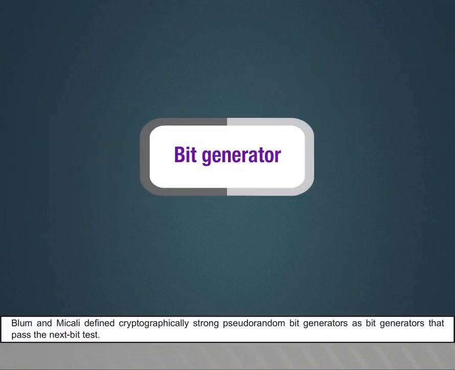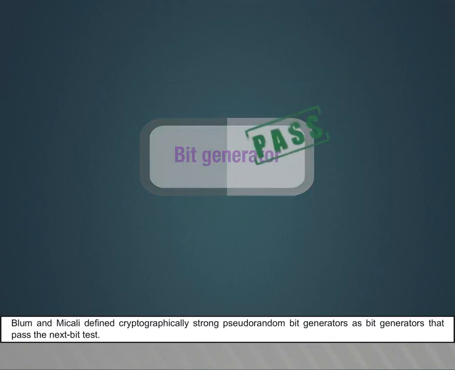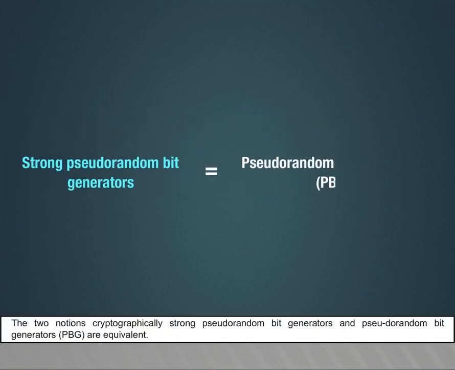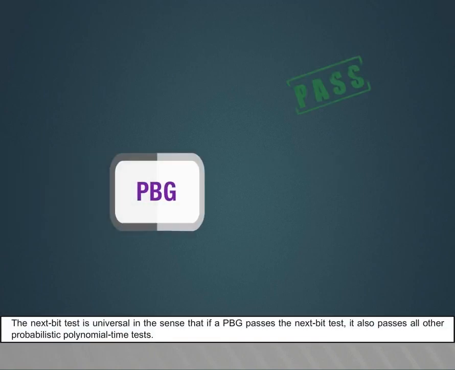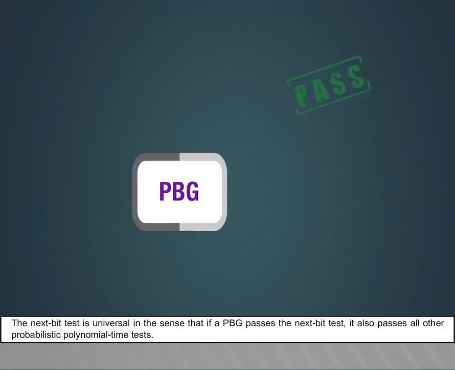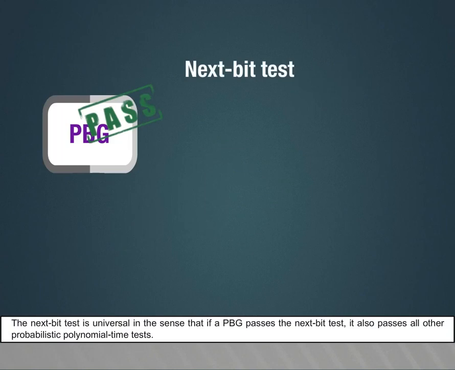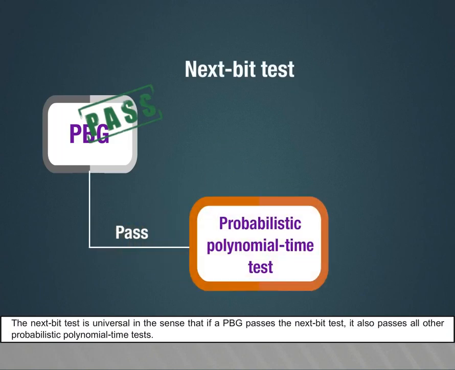Blum and Micali defined cryptographically strong pseudo-random bit generators as bit generators that pass the next bit test. The two notions, cryptographically strong pseudo-random bit generators and pseudo-random bit generators (PBG), are equivalent. The next bit test is universal in the sense that if a PBG passes the next bit test, it also passes all other probabilistic polynomial time tests.